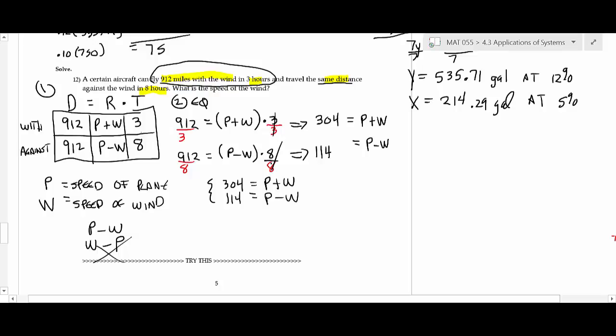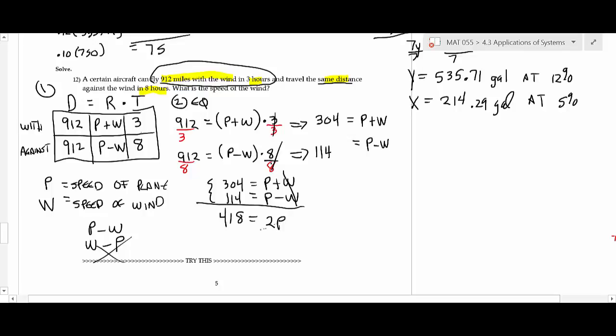How about elimination? Doesn't this look like a super nice elimination problem? Look at that, the Ws already cancel, so take advantage of that. You can just add those two equations together and then you're going to get the speed of the plane. This side, the Ws cancel. P plus P is 2P, not P to the second. I get that from students all the time. Then you add this up, and that would be 418.